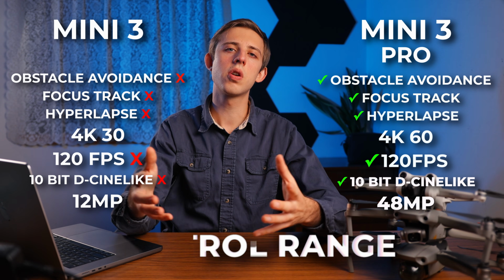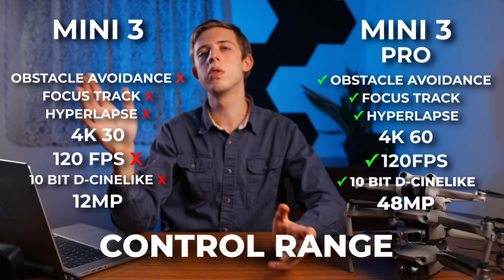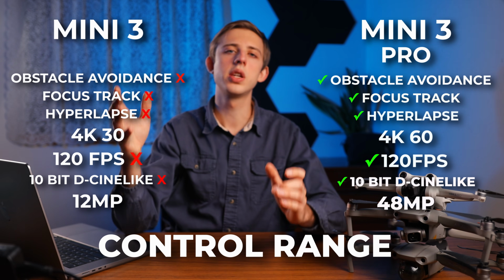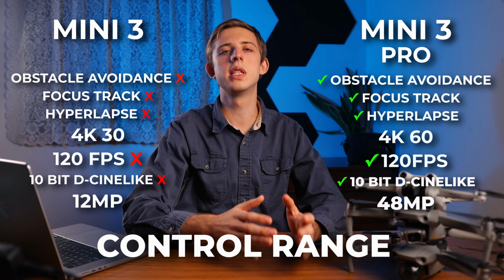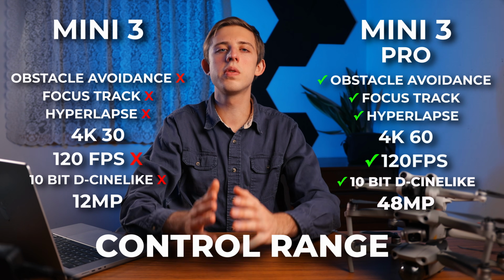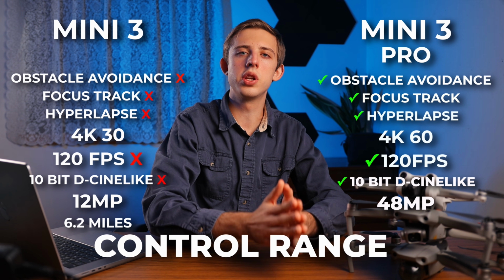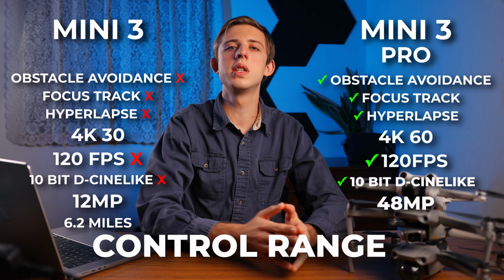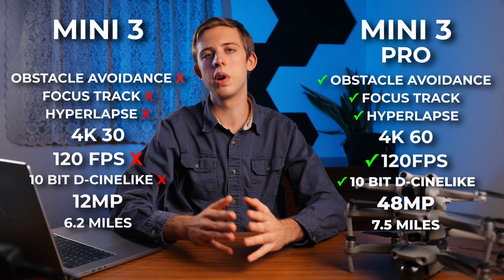The Mini 3's control range is also shorter than the Mini 3 Pro due to using the older OcuSync 2 transmission system instead of OcuSync 3. The Mini 3 has a maximum control range of 6.2 miles, whereas the Mini 3 Pro has a maximum control range of 7.5 miles.